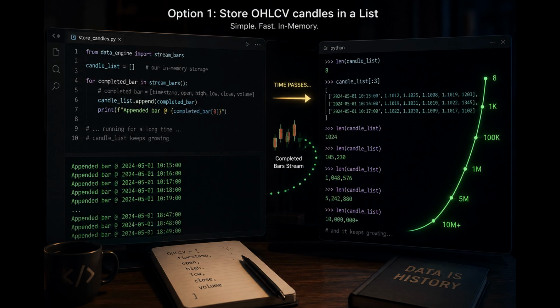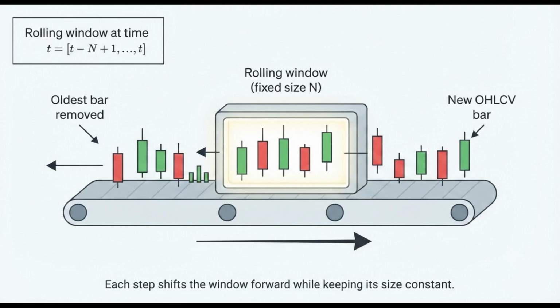The question is, do we really need to remember every candle since the bot started, or do we only need to remember the most recent part of the market? Professional trading systems often store only the most recent part of the market. This is known as a rolling window. Instead of allowing our data structure to grow forever, we decide upfront how many candles we want to remember. Whenever a new candle arrives, it is added to the end. If the storage is already full, the oldest candle is quietly discarded. The size of our dataset never changes. We always keep the most relevant part of the market.